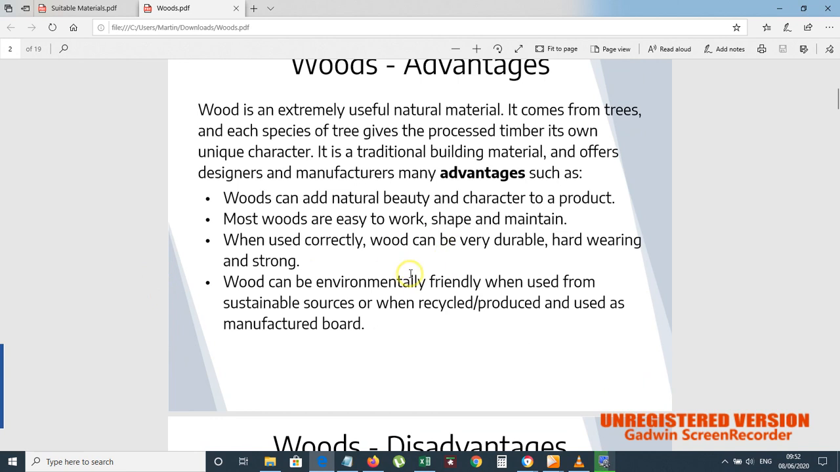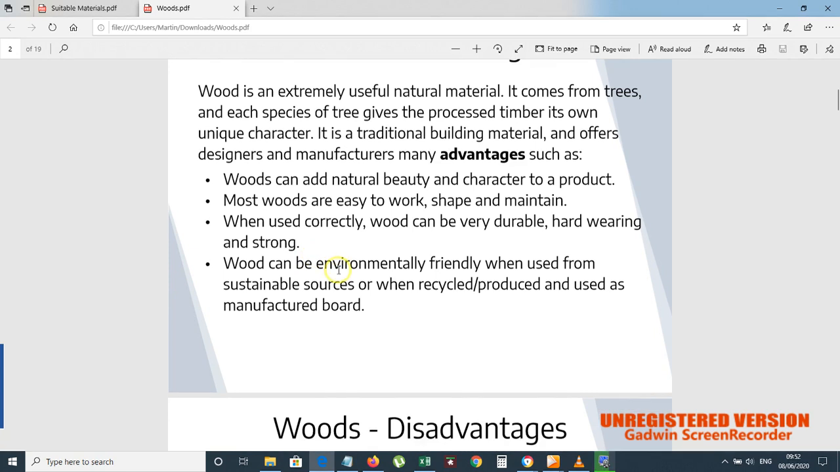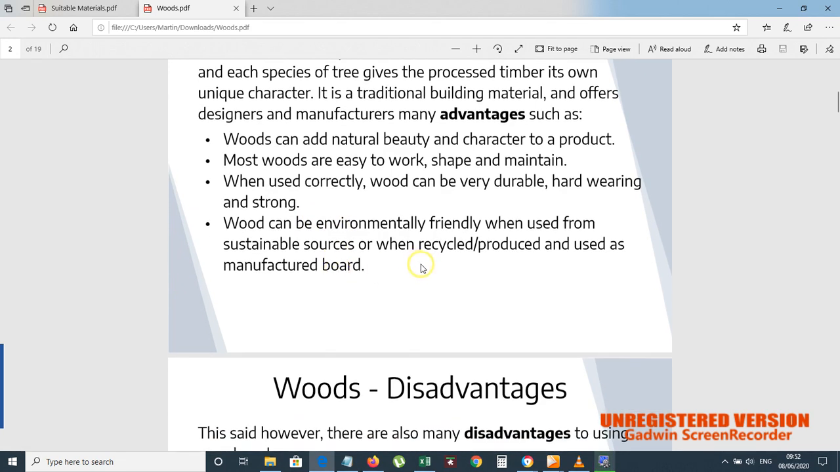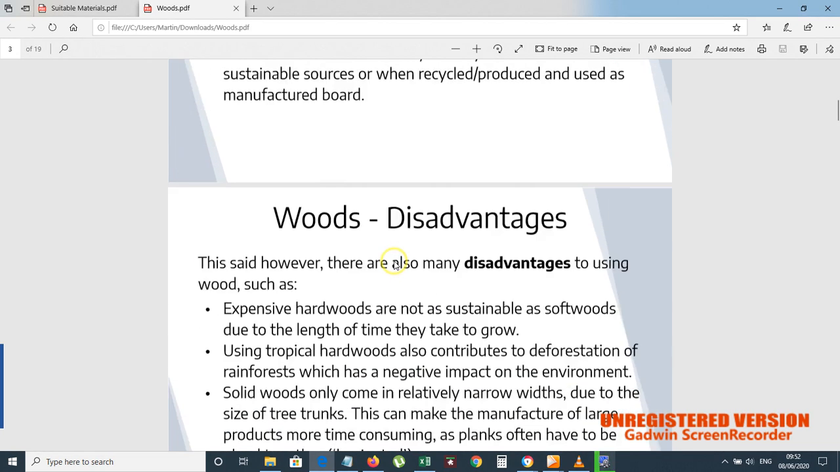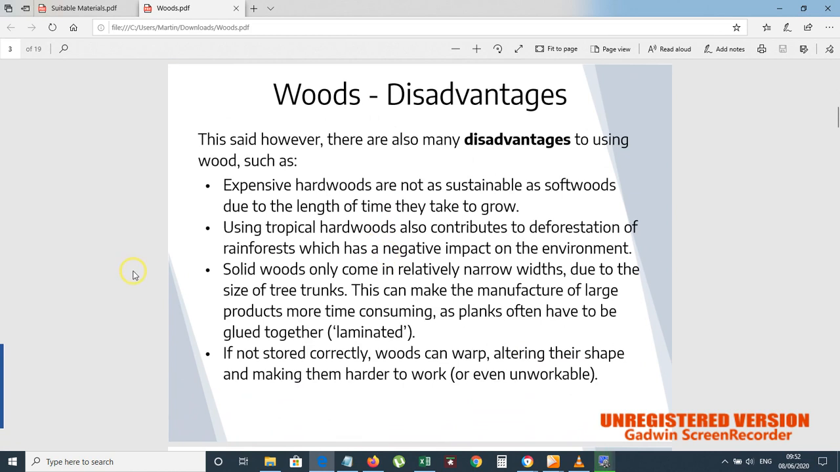Different woods have different looks, different characteristics, and different ways that we work with them. Some are easy to work with, some are not. Some are hard wearing, some are not. Some will last away, and some we have to do things to make longer lasting. Generally, most wood can be environmentally friendly. It depends on how we're actually using it.